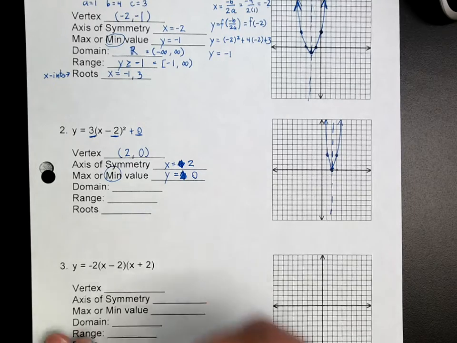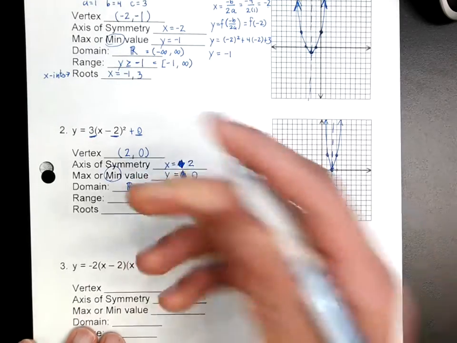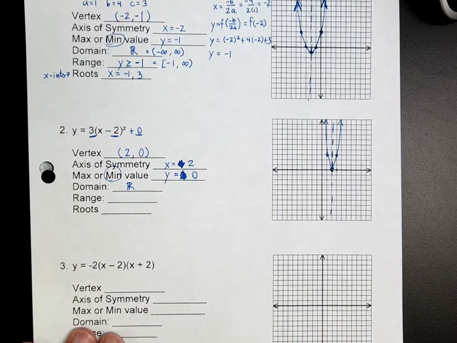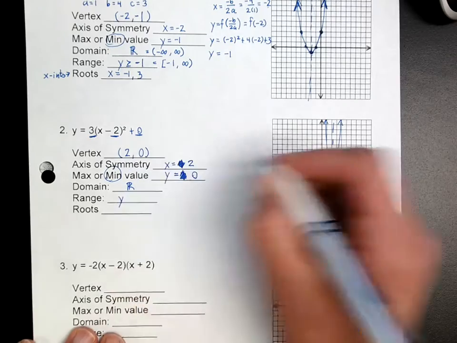Now the domain is going to be all real numbers. And remember, feel free to write it the other way if you want to. And the range is going to be from the lowest point, which in this case is going to be 0.